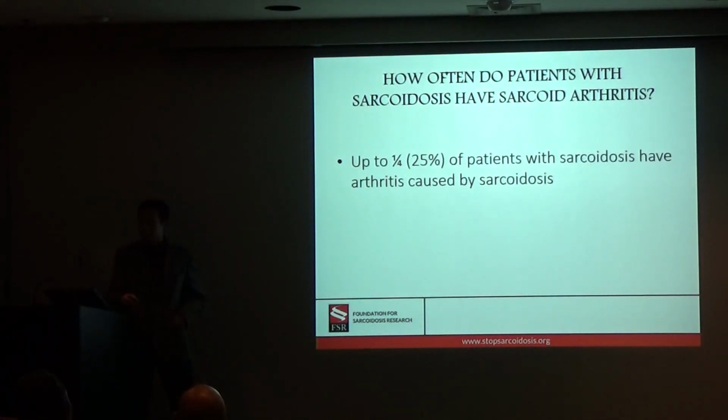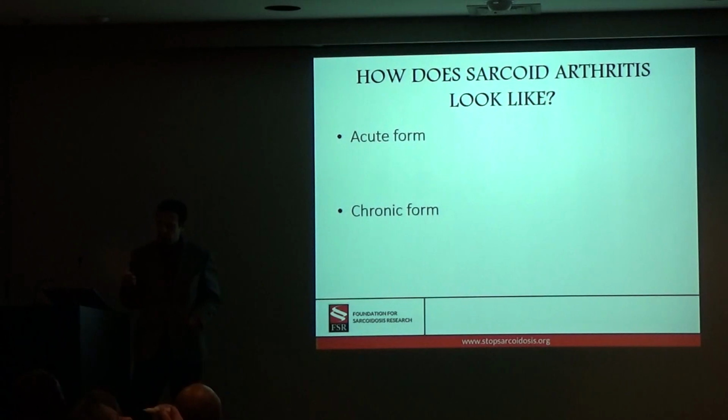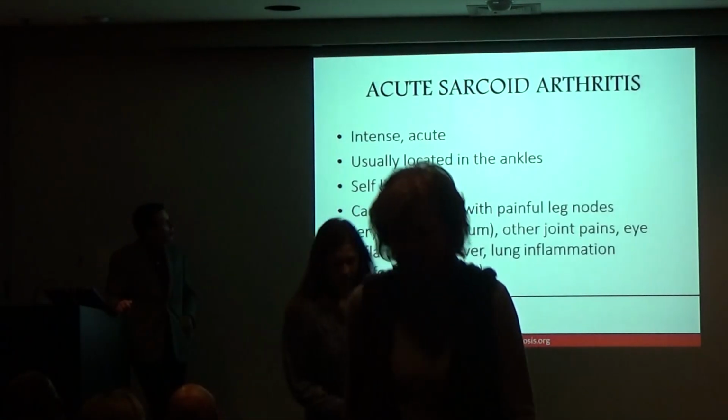But how often do patients with sarcoidosis actually have arthritis because of the sarcoidosis? It's also common. Probably up to 25% of patients that come to our clinic with sarcoidosis have arthritis that can be directly linked to the sarcoidosis itself. What forms does that take, or how does it look? There are a couple of forms that we see. One is an acute form, and one is a more chronic, indolent form. And I'll show you how these look.